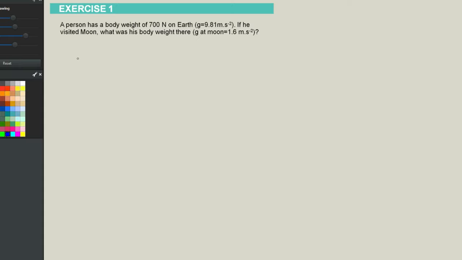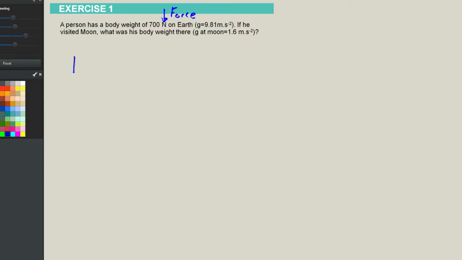In this question we've got a person with a body weight of 700 newtons, and when you see newtons you know that that's a force. There is a force being exerted here and it is their force on the planet Earth. If they visited the moon, what would their force on that planet be?